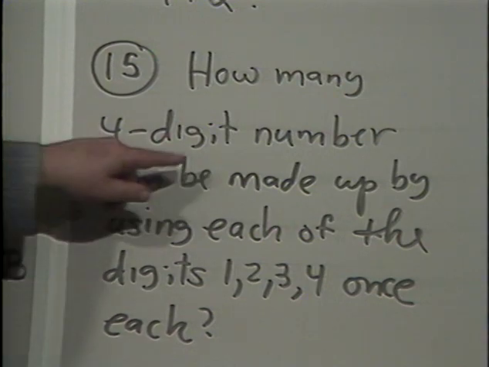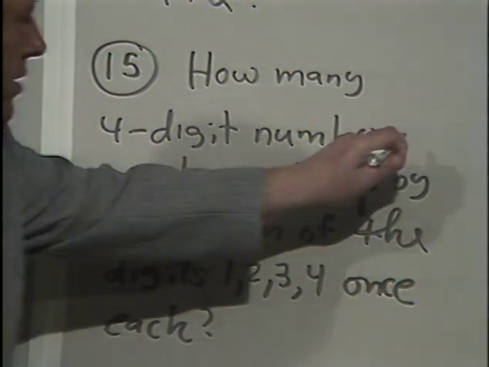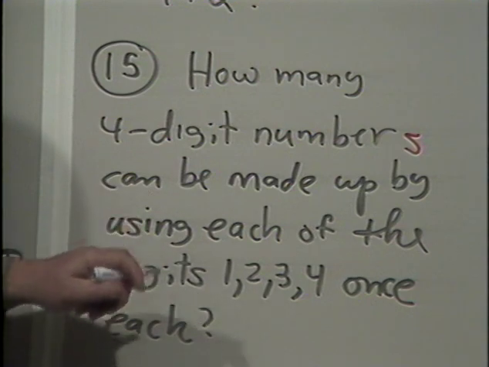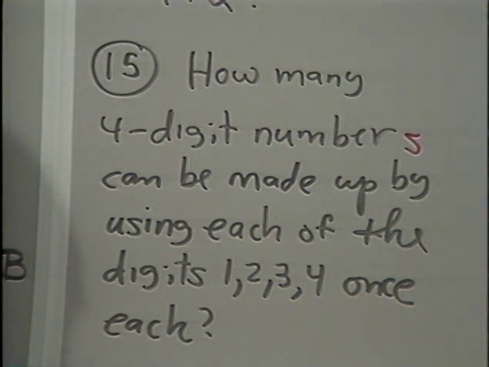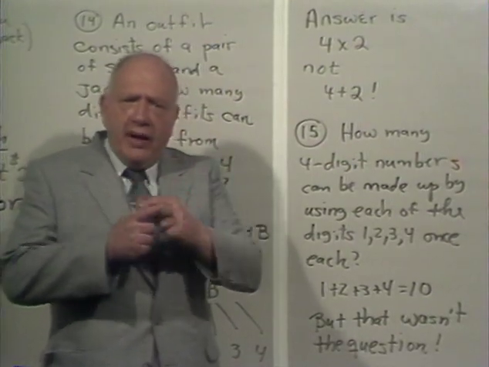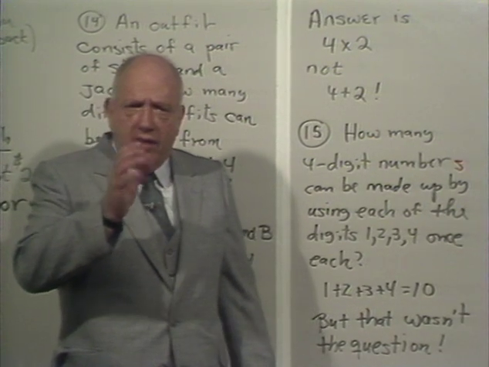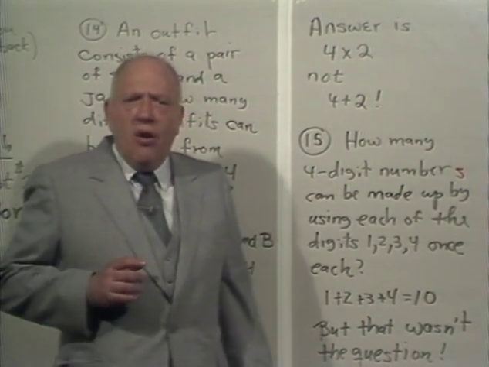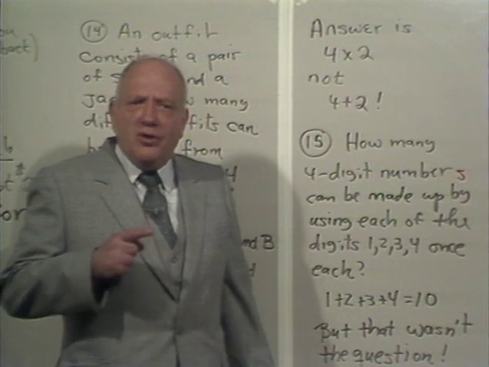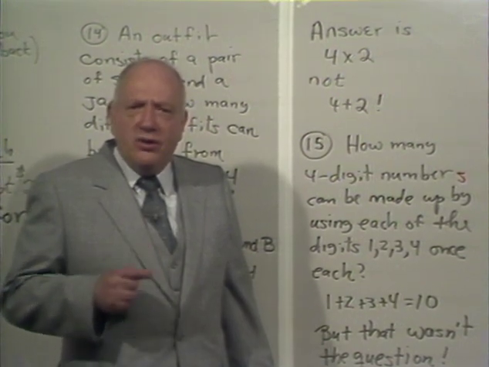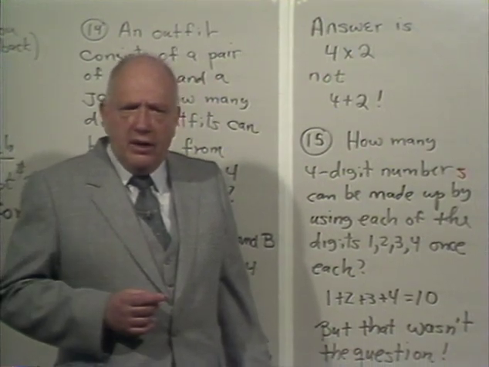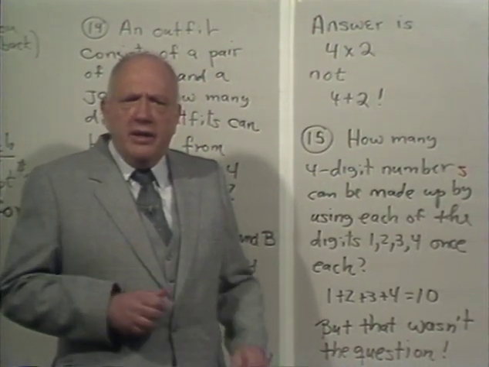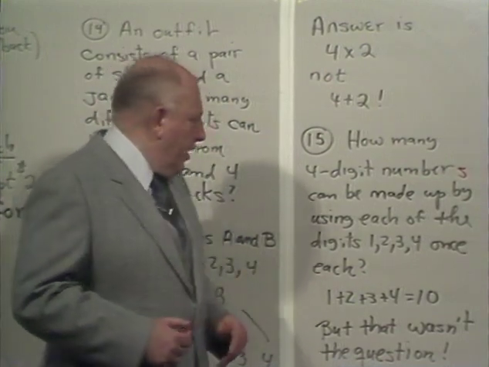It says how many 4-digit numbers can be made up by using each of the digits 1, 2, 3, and 4 once each. In other words, I have these 4 digits, 1, 2, 3, and 4, and I'm going to rearrange them. I've got to use each of those 4 digits once. See, I can't write down 1,111 because I'm using the 1 4 times, and I'm not using the 2, 3, or 4. I have to use the 1, the 2, the 3, and the 4, okay? And the question that comes up is, how many different 4-digit numbers can I form that way?